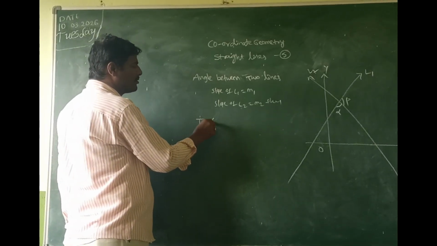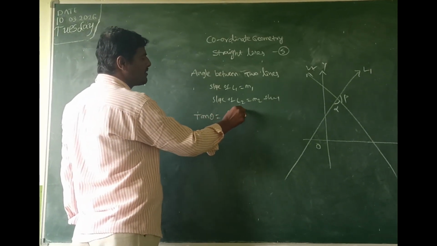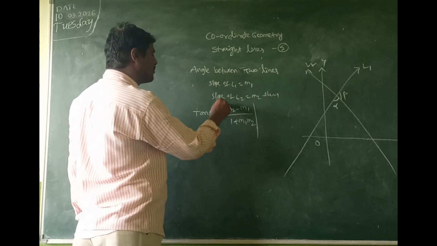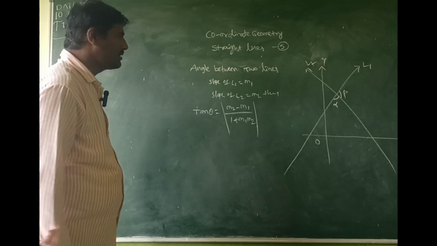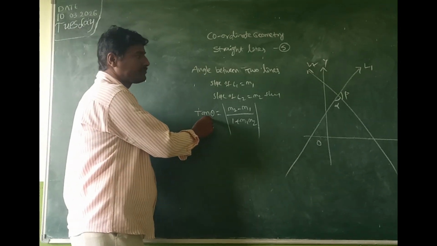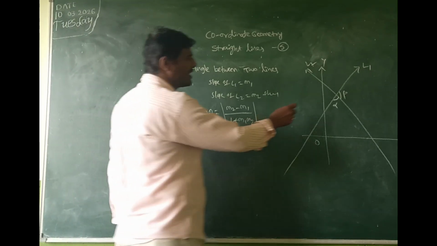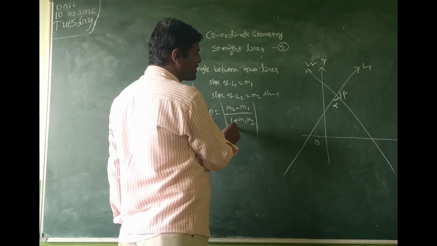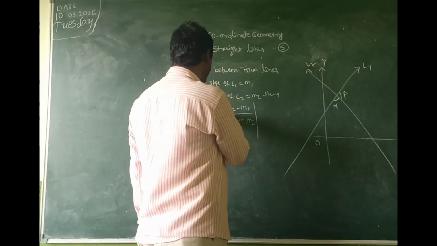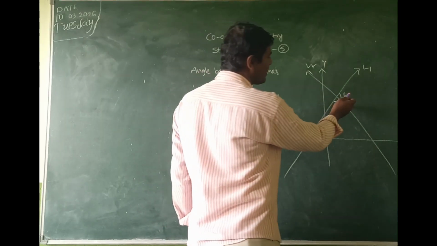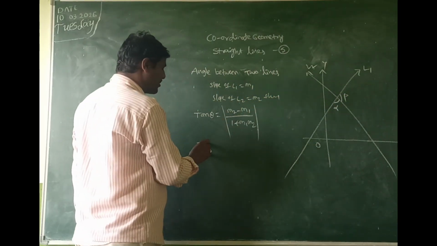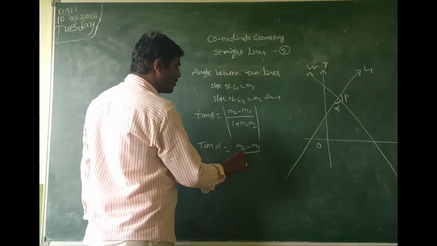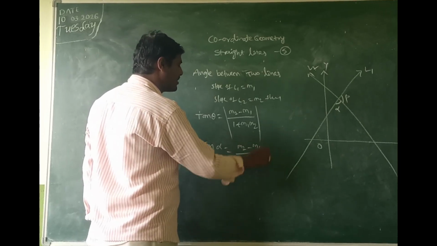Then the angle between the two lines is given by tan theta equal to modulus of (m2 minus m1) by (1 plus m1 m2). In place of theta we take alpha: tan alpha equal to (m2 minus m1) by (1 plus m1 m2).